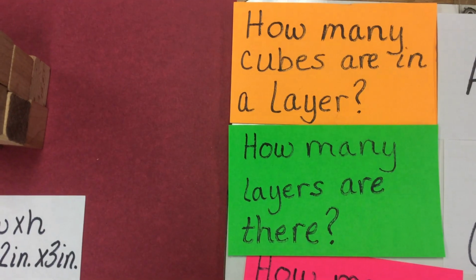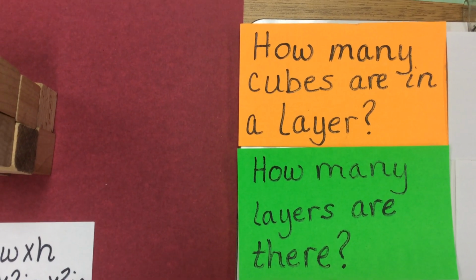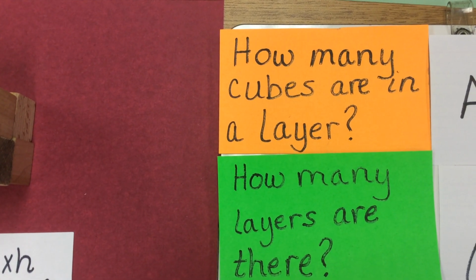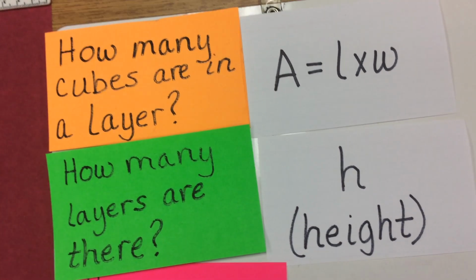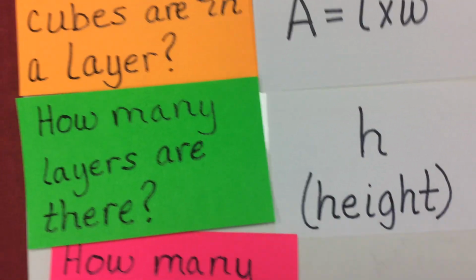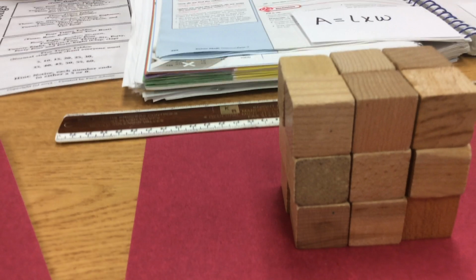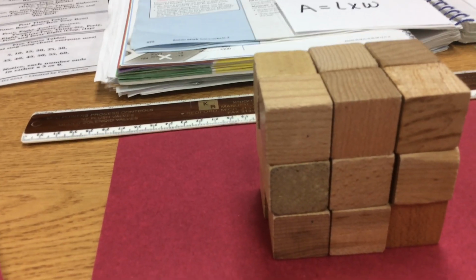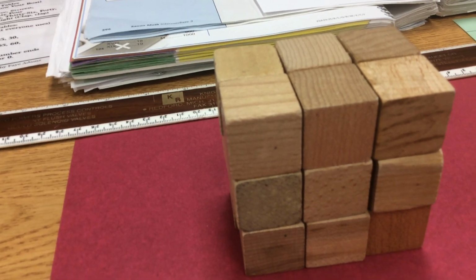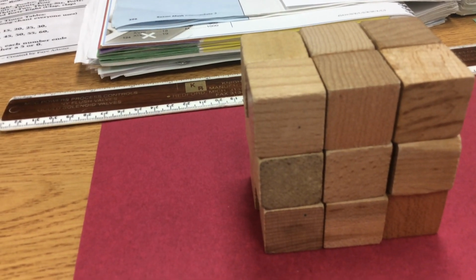Then we look to our next question, again just like we did yesterday. How many layers are there? Well, that would be the height, or H. So we look back at this stack of blocks, and there are 1, 2, 3 stacks of blocks. So that is our height.